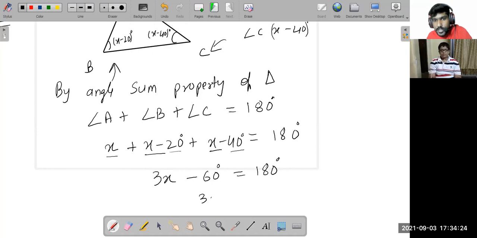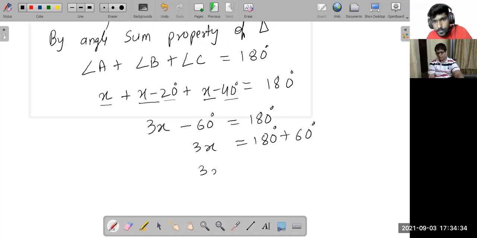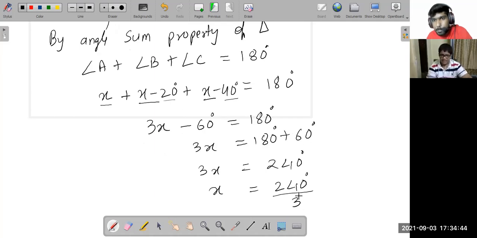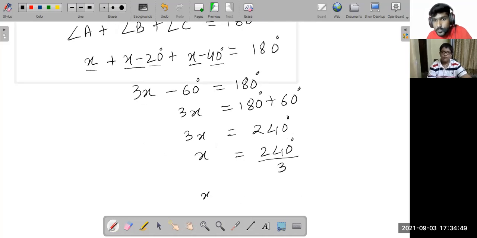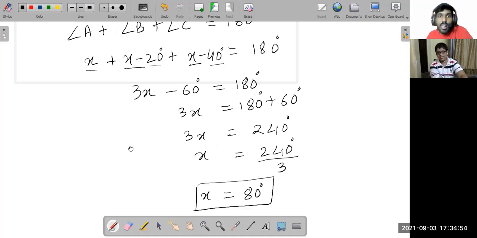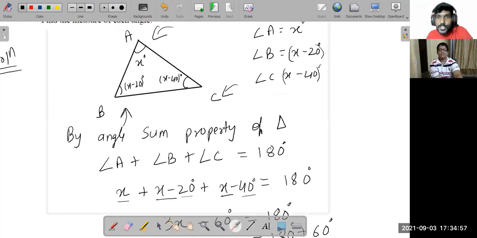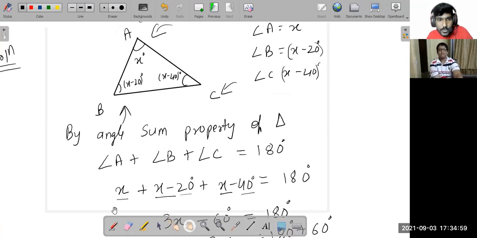Take minus 60 to the other side. So 3x is equal to 180 degrees plus 60. How much is 180 plus 60? 240. 240 degrees. Now take 3 to the other side, it will get divided. So 240 degrees divided by 3. I think x is 80 degrees. Yes, x is 80, but we are still not finished. Then x minus 20 is 60 degrees. You have to substitute here. Yes, correct. So we'll do the substitution.